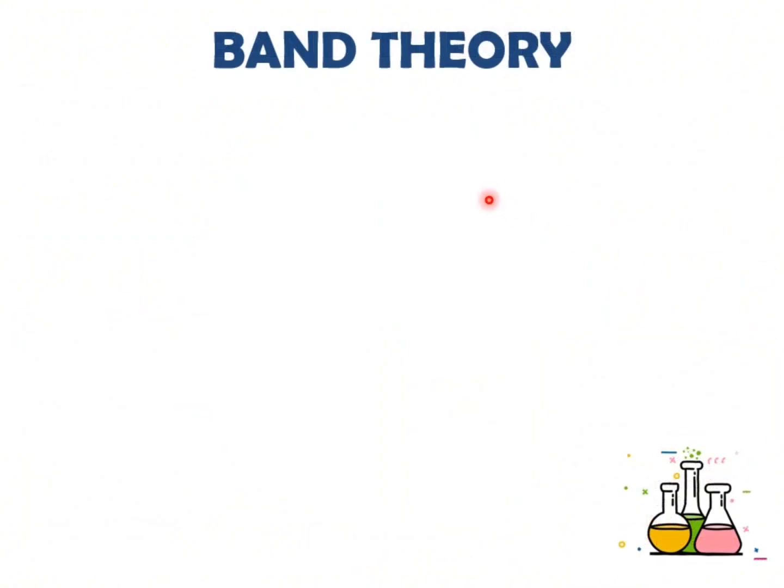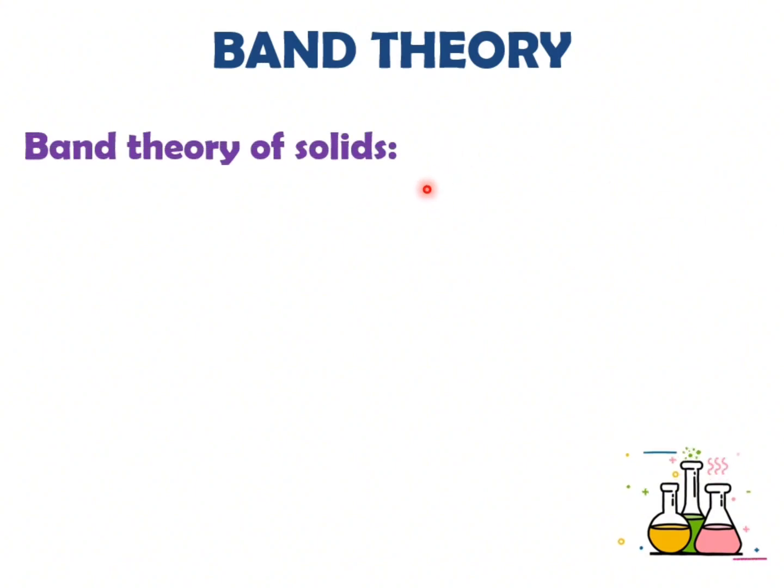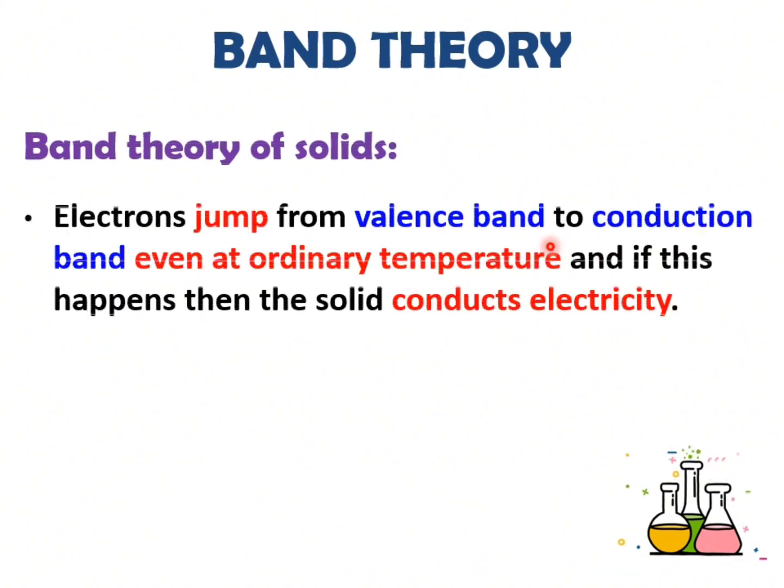Okay guys, next we look at band theory. So what is band theory? Band theory of solid is electron jump from valence band to conduction band at ordinary temperature, and if this happen, then the solid can conduct electricity. So that's why you need to understand what is valence band just now and what is conduction band. Okay, so we know that for sodium just now dia ada 3s1 tadi. Dia ada 1 elektron dalam 3s.